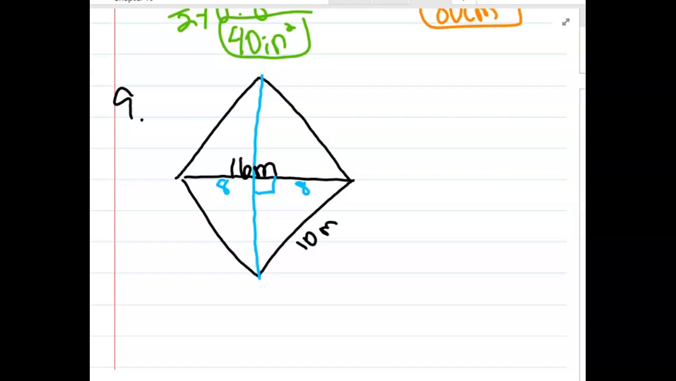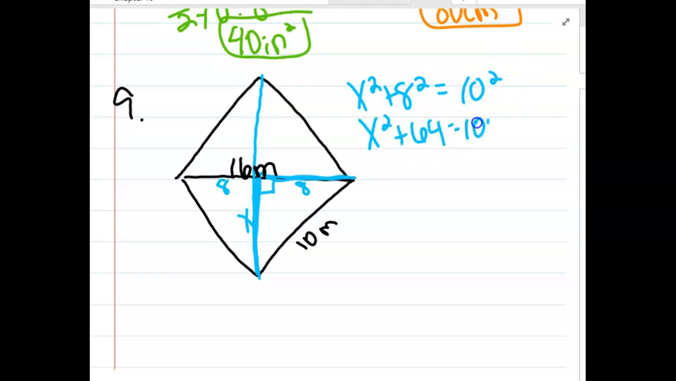How can I find a missing side of a right triangle? Pythagorean theorem, because it's not a special right triangle. So, the sum of the squares of the legs. We're going to take x squared plus 8 squared equals the square of the hypotenuse. So, not 100 squared, just 10 squared. So x squared plus 64 equals 100. Move this 64 over, and we have x squared equals 36. Take the square root, so x equals 6.